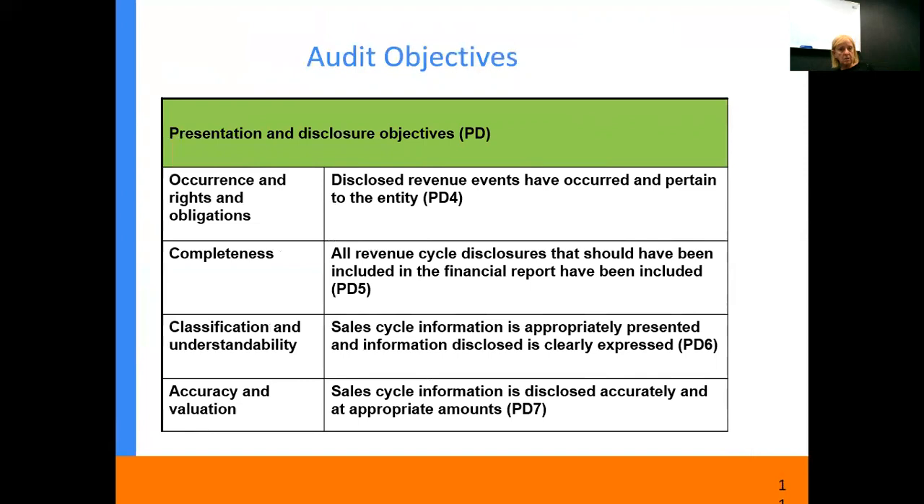Accuracy and valuation in terms of disclosures is that you're disclosing things accurately and at the appropriate amounts. So you can see some overlap with the balance related and transaction related objectives, but the presentation and disclosure ones only relate to how it's presented, not what the numbers are or how it got there or whether they exist. But did you disclose it according to these terms? So we've got separate objectives for those.